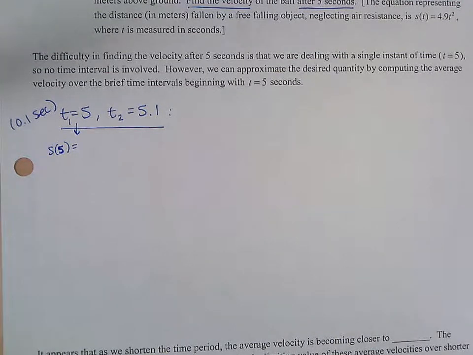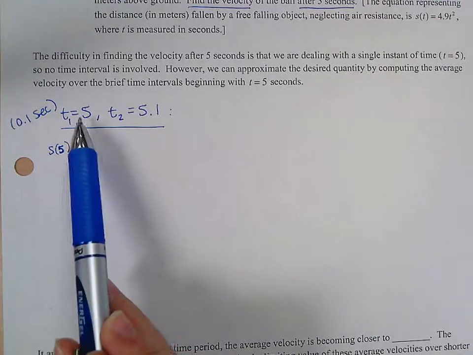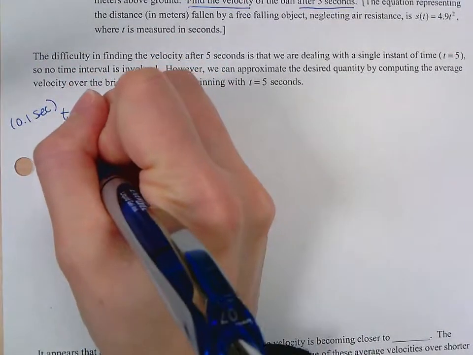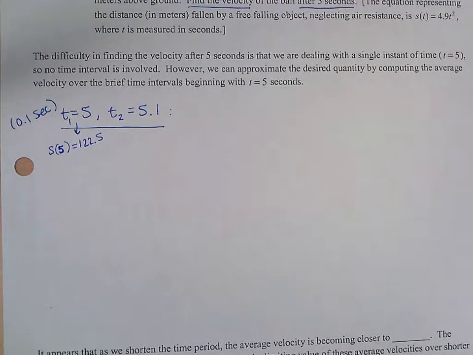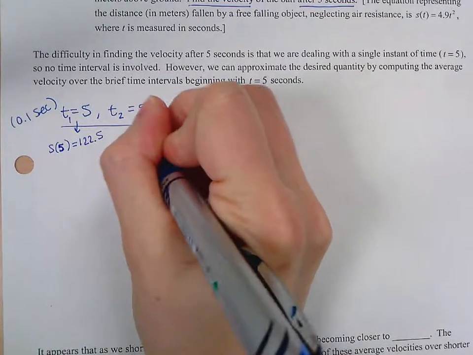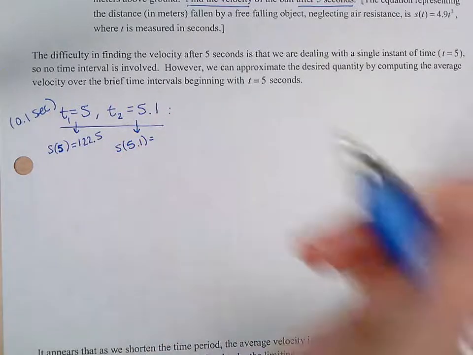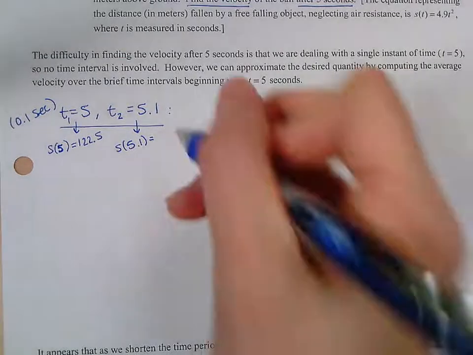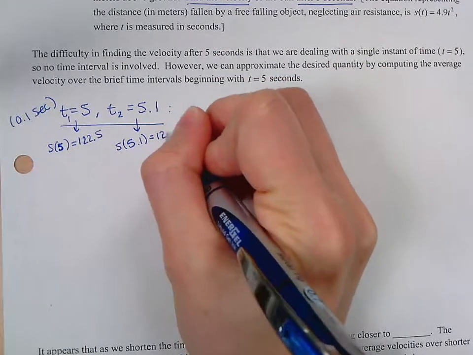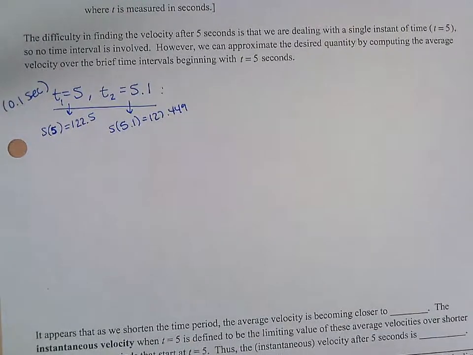Again, I'm substituting it into this function, the s of t, so I'd be calculating 4.9 times 5 squared. So at time 5, its position is 122.5 meters, or displacement. And then I'd be finding s of 5.1, so 4.9 times 5.1 squared. I'm going to keep all decimal places here: 127.449.